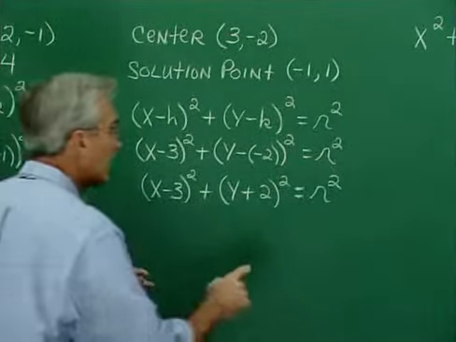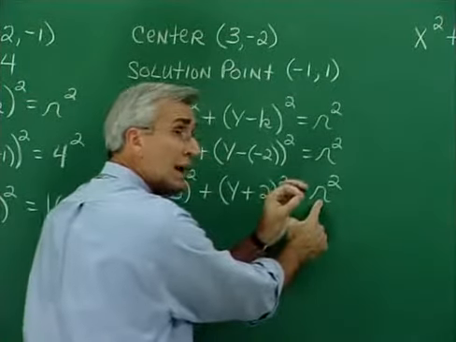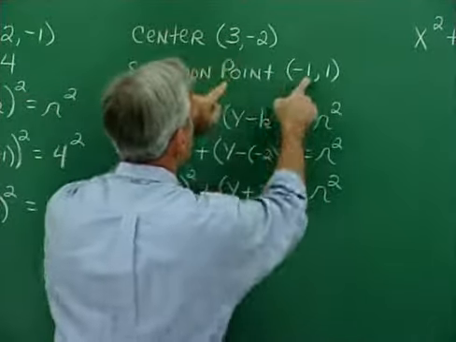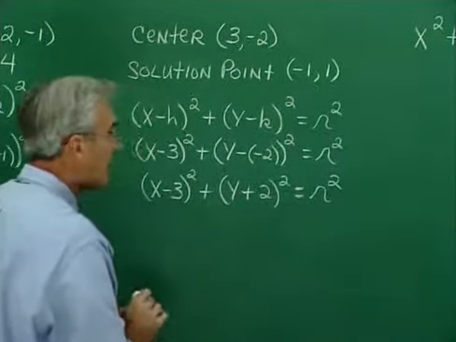Okay, now we're at a point where we need r. Now, again, we could find r. We could find that radius by just finding the distance between those 2 points, that is, using the distance formula. But there's another clever way to do that.